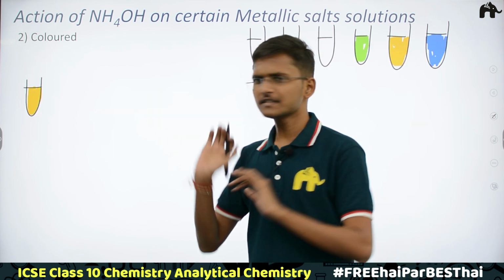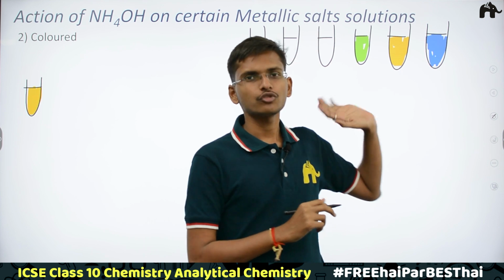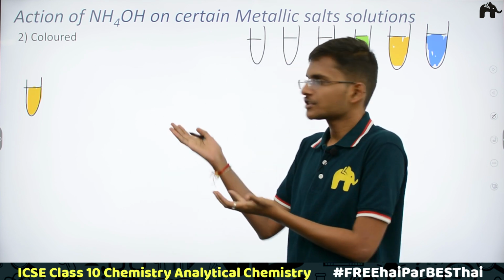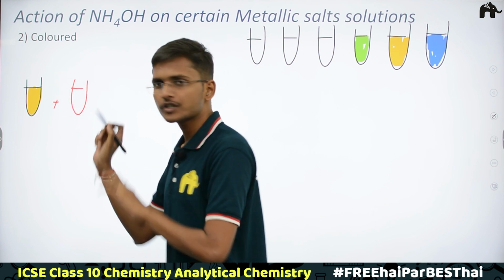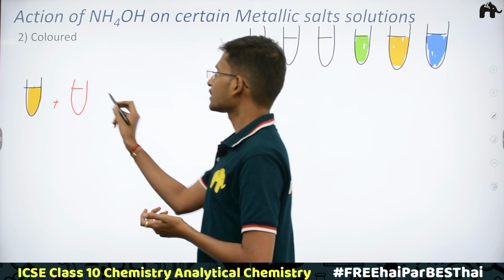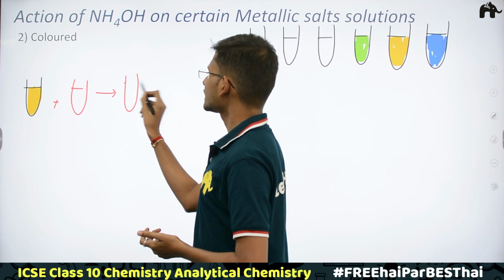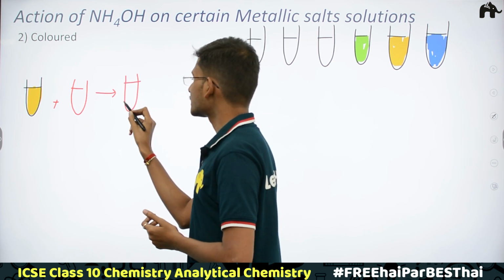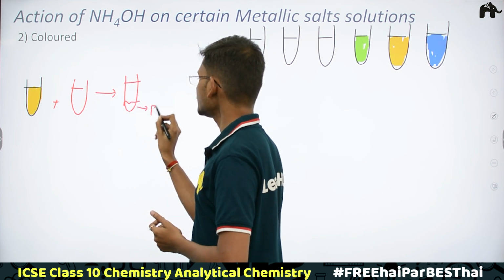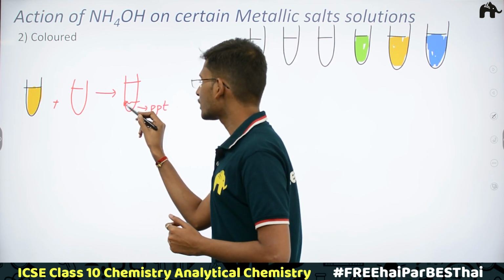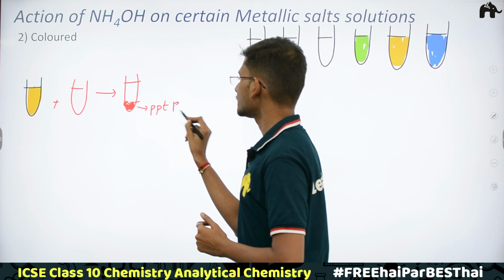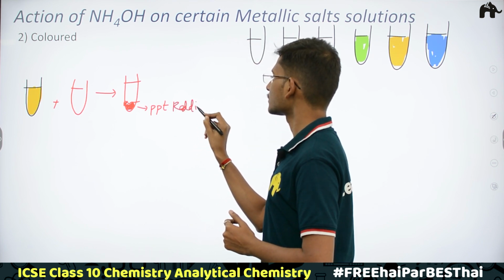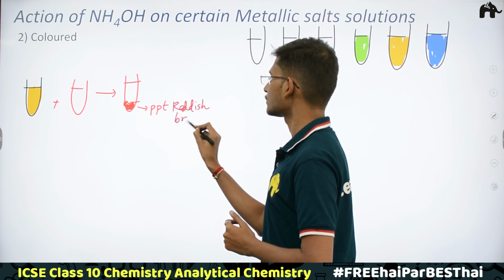Now let's take this yellow colored metallic salt solution and try to find out the metal ion which is present in it. So how are we going to do it? By adding NH4OH solution first, drop by drop. And what we are getting is a colorless solution, but here the precipitate is of reddish brown color, okay, reddish brown.